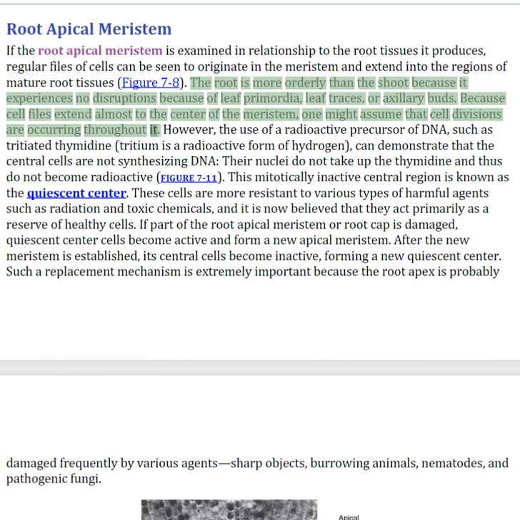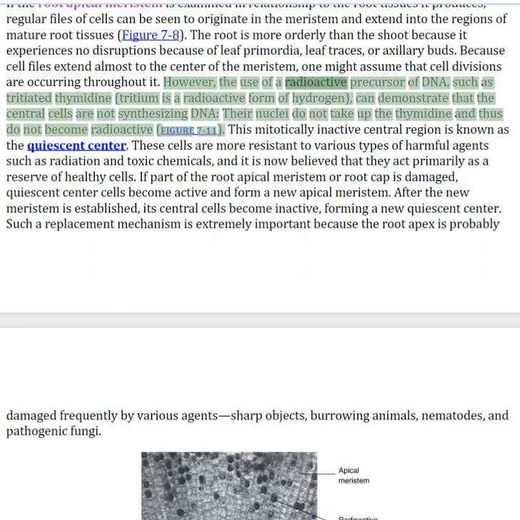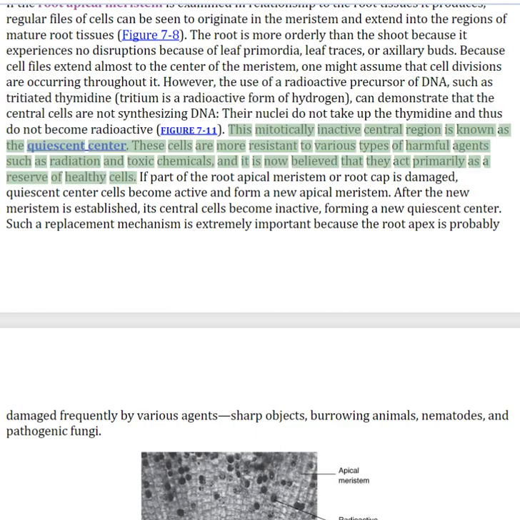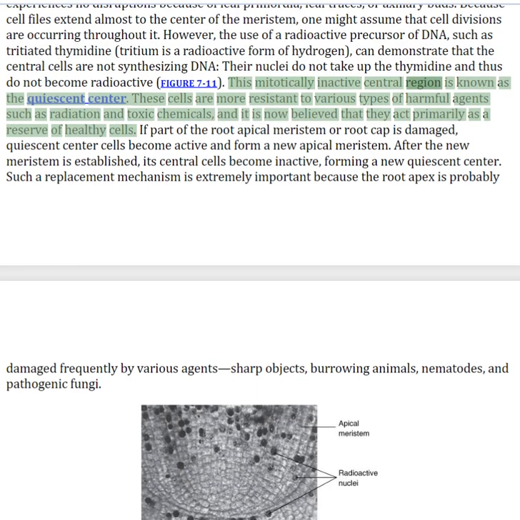Because cell files extend almost to the center of the meristem, one might assume that cell divisions are occurring throughout it. However, the use of a radioactive precursor of DNA, such as tritiated thymidine, can demonstrate that the central cells are not synthesizing DNA. Their nuclei do not take up the thymidine and thus do not become radioactive. This mitotically inactive central region is known as the quiescent center.